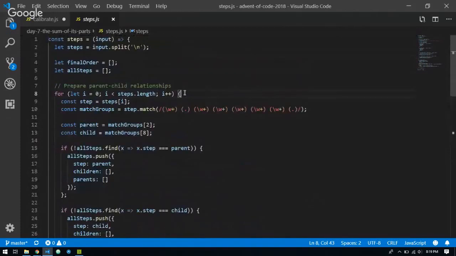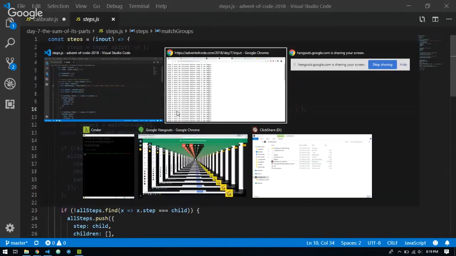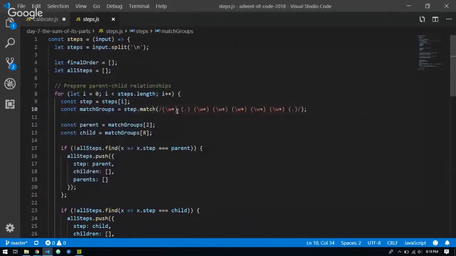All right, so let's see what we did. For every step that I have, let's set the step that I'm working with. So the first step here. I had some match groups. Let's see. So I'm matching the group here. What am I doing here? Oh, I am doing the words. Does anybody remember? So I'm getting the match groups for the instructions.